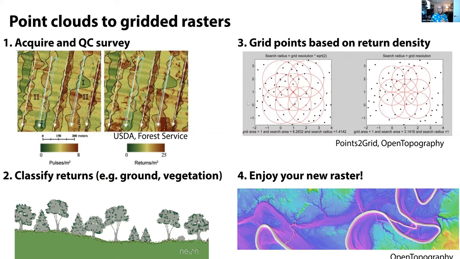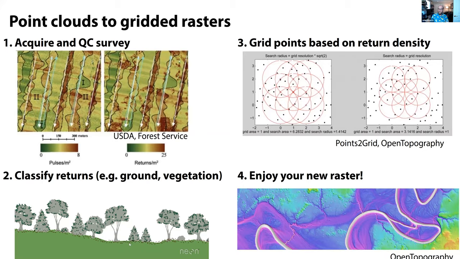So if we have a point cloud from a given LIDAR survey, how do we get to those DEMs or those rasters that are often what our end product is that we then want to use in our analysis and in our science? So the very basic workflow is we acquire and QC a survey. This is an example from the USDA Forest Service looking at different flight paths and the different density of both outgoing pulses from the LIDAR instrument, as well as returns, seeing that the actual return density can be quite variable. We'll take those returns, which form our point cloud, and we'll classify those.